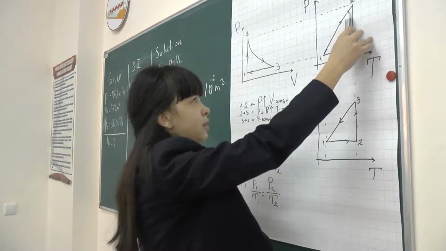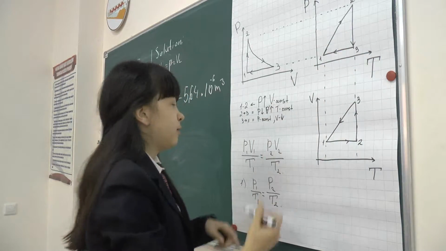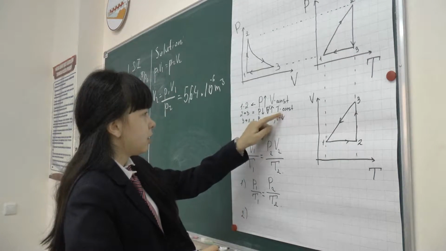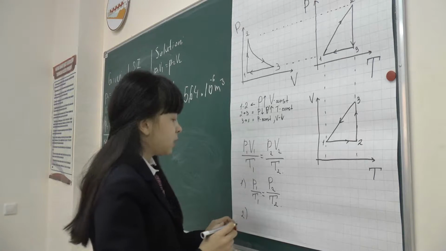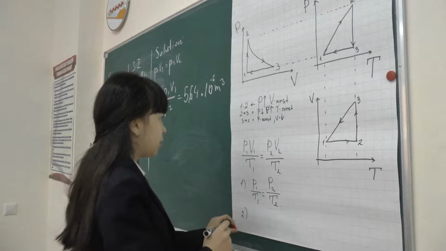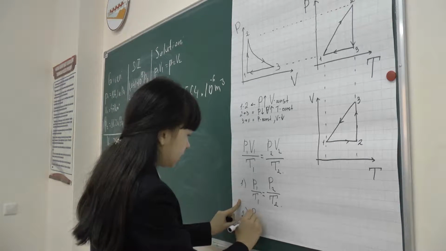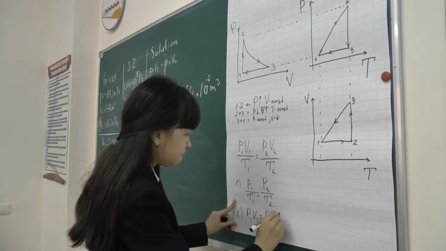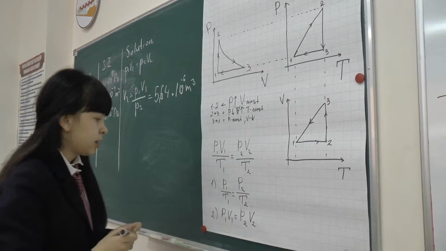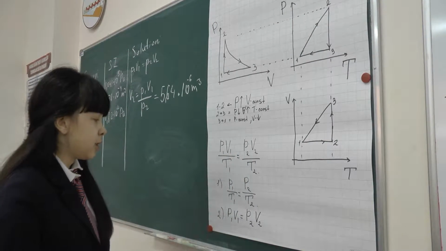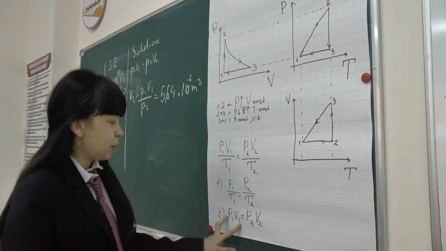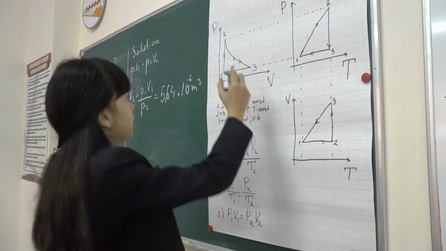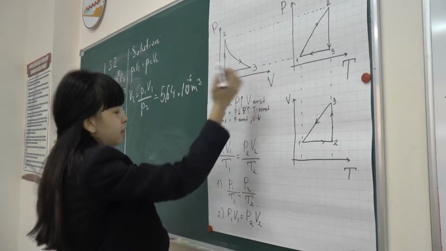We can see it in this part of the graph. Second one, we can see that here is constant temperature. It means that this is the isothermal process, and it will look like this. Here is the inverse proportional relationship between pressure and volume. It looks like this in the first graph.